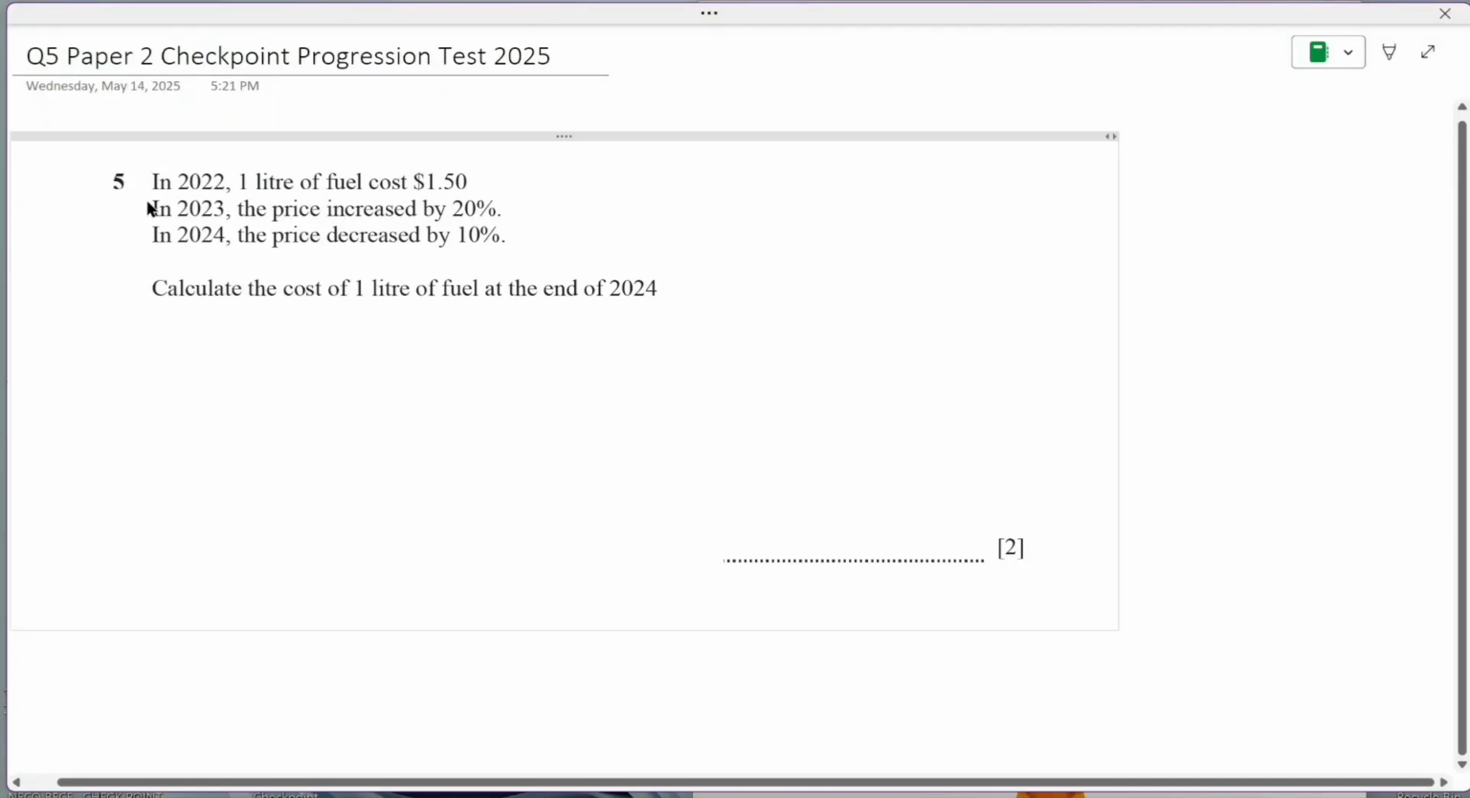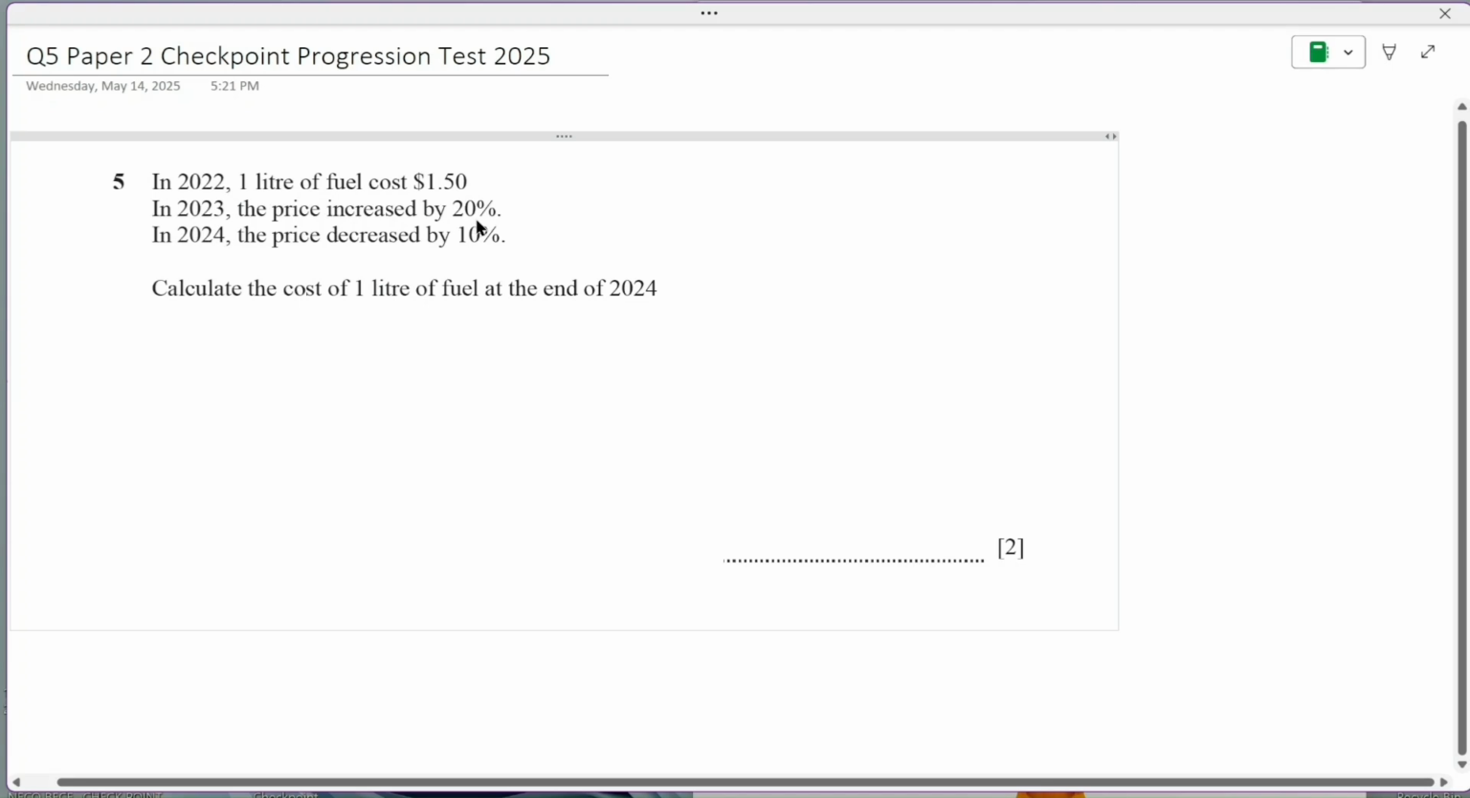Question 5. In 2022, 1 liter of fuel cost $1.50. In 2023, the price increased by 20%. In 2024, the price decreased by 10%. Calculate the cost of 1 liter of fuel at the end of 2024. Note the cost in 2022 is $1.50.